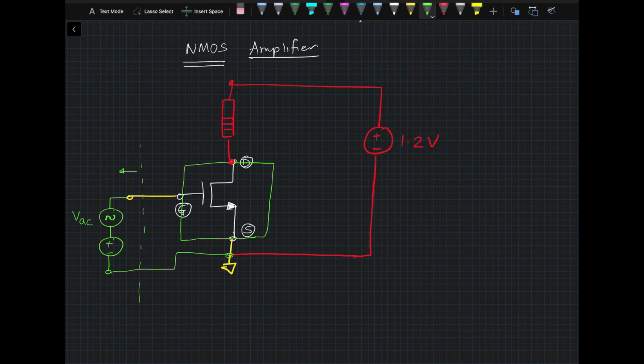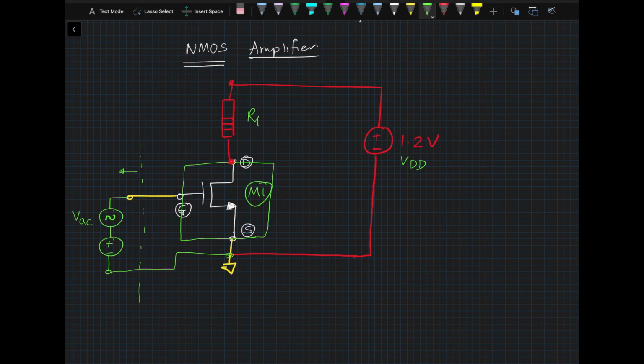Different wires, and we have only two components. We have this MOS transistor, which is called M1, let's say an NMOS transistor. We have a resistor called R1, and this is our VDD of 1.2 volts. This is the way the circuit is hooked up. So how do we analyze this circuit?